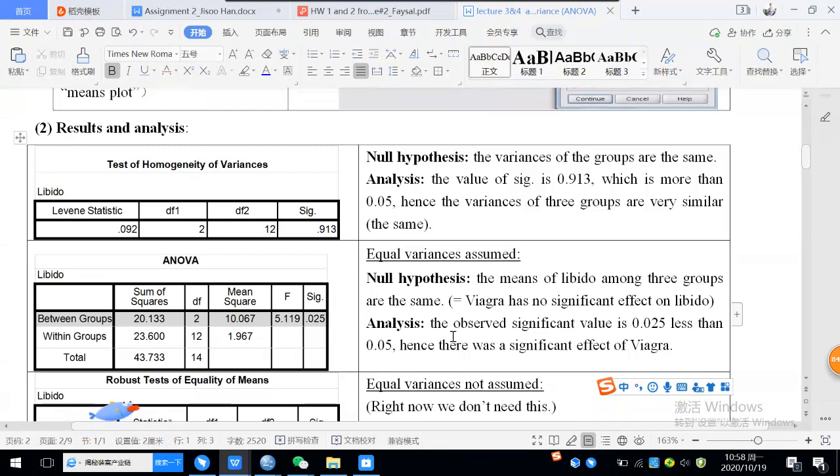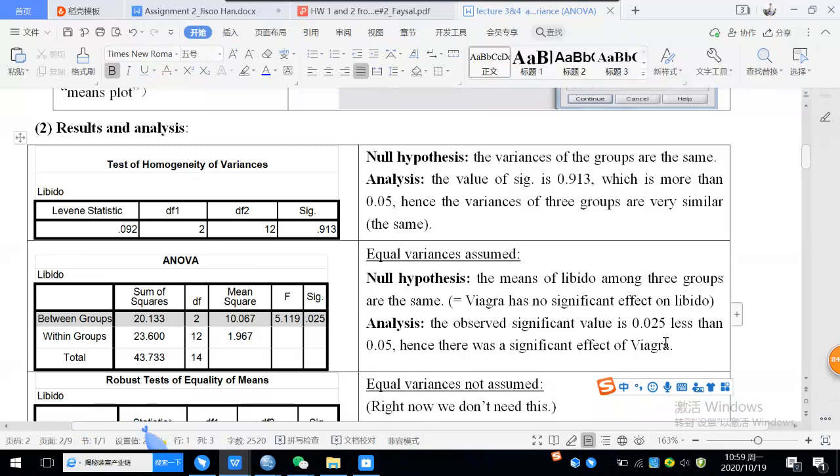Okay, so if we have this conclusion, that means the dose of Viagra has a significant effect on libido, then we will have further study. Otherwise, we will stop here and draw the conclusion that the dose has no significant effect. We will have no further study.